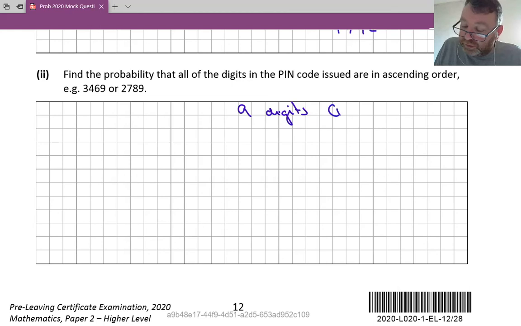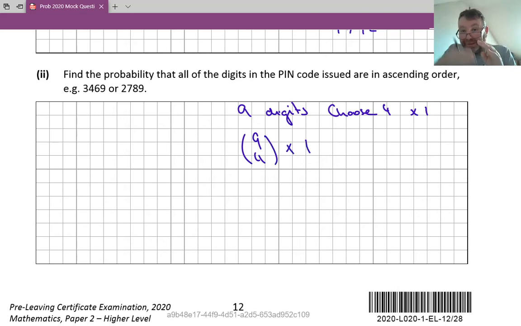So 9 digits, choose 4. And out of those 4, how many ways can they be ordered in increasing order? The answer is 1. So 9C4 multiplied by 1, because there's only one way that you can get a number in increasing order. Out of the 9 digits, I choose any 4. I'm leaving 0 out because I can't start with 0. And there's only one way for them to be arranged, and that's in increasing order. So 9C4 works out as 126.